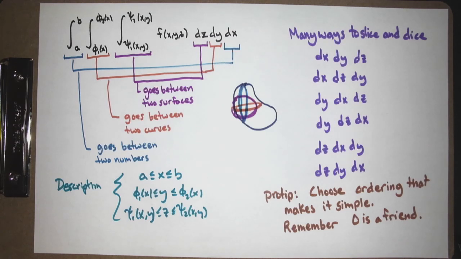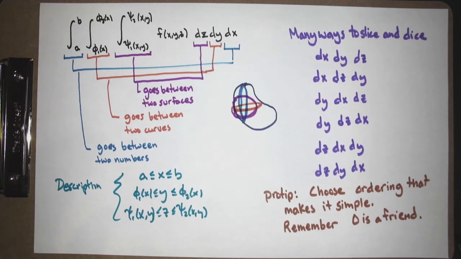Now, how do you pick it? Well, sometimes you don't have to pick it. It'll just say do the integral. Sometimes you should choose an ordering. And if you want to choose an ordering, choose one that makes things simple. In other words, try to choose an ordering so that the pieces involved are very simple. Or that it's not one where you have to break up into multiple parts, because that can happen as well. And also, remember, 0 is a friend. So if you can get 0 involved, do it.